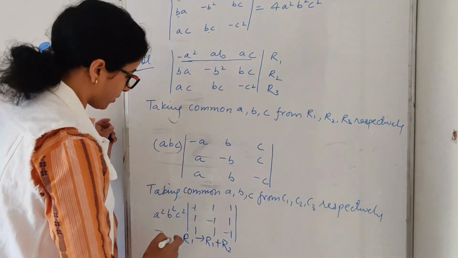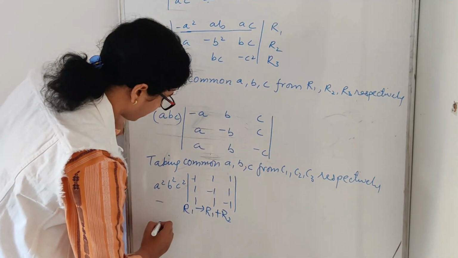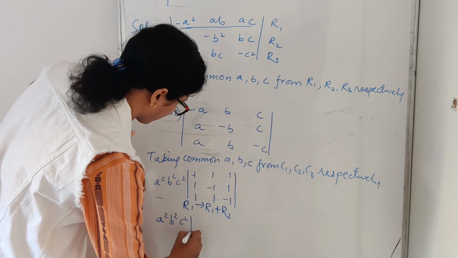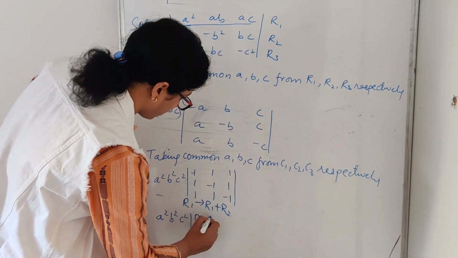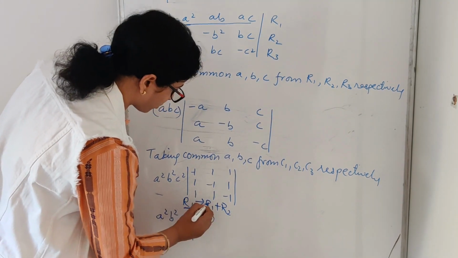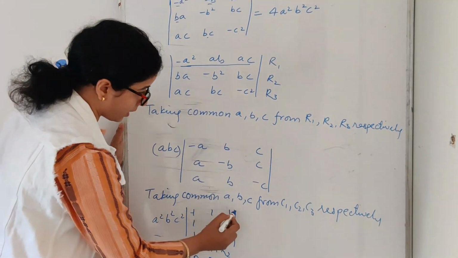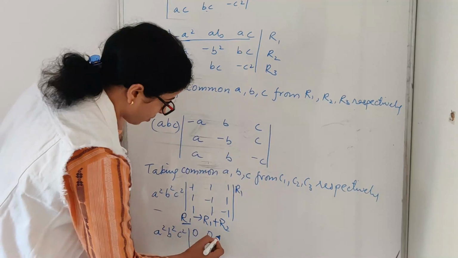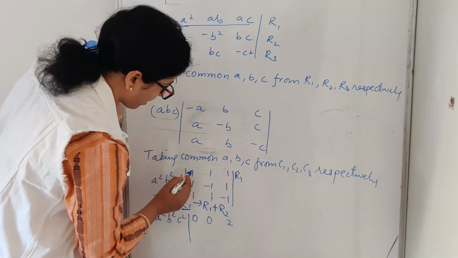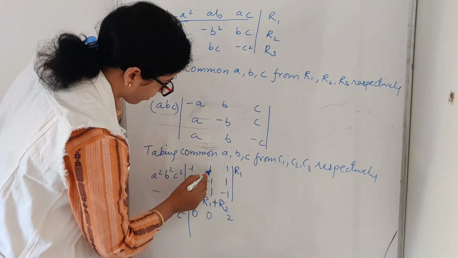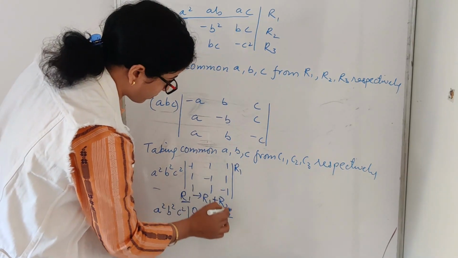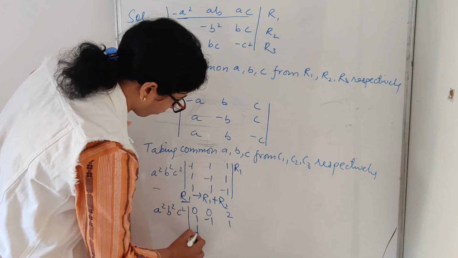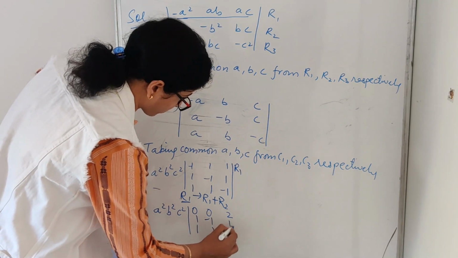Okay, so now what I am going to get is a square, b square, c square, 0, 0. See, I have written R1 tends to, it means the change will be only in R1, nowhere else. So 0, 0, 2, minus 1 plus 1, 0, 1 minus 1 0, 1 plus 1 2. Okay, 1 minus 1, 1, 1, 1 minus 1.